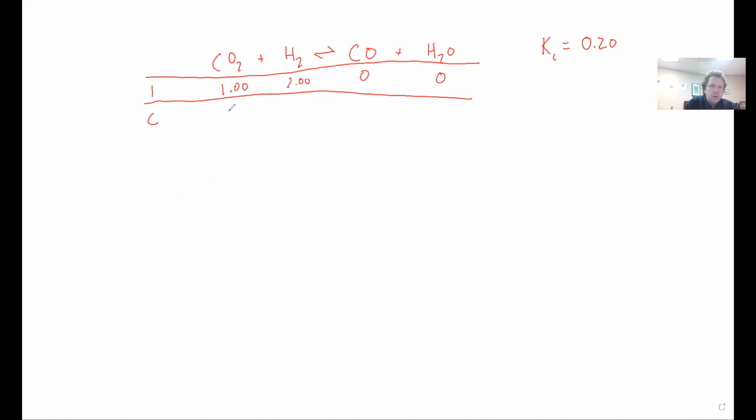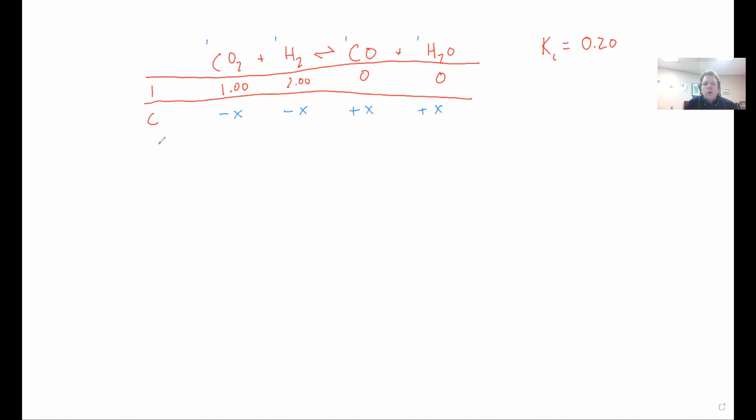Then it goes on to talk about our change, which would be the C here, our change in moles, which is simply going to be minus X, because we don't know how much carbon dioxide is utilized. We also don't know how much H2 is utilized, but we can say minus X is just a placeholder. And as a result, since we have a molar ratio of 1 to 1 to 1 to 1, we can say that the amount of carbon monoxide that is added is plus X. The amount of H2O that is added is also plus X.